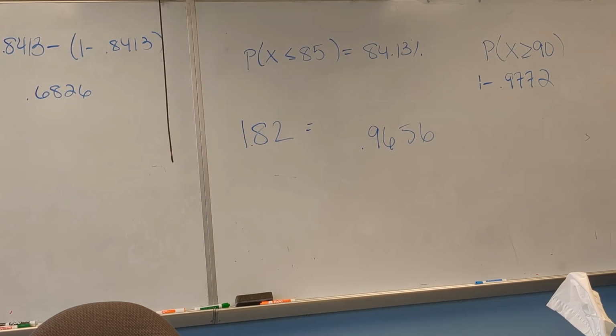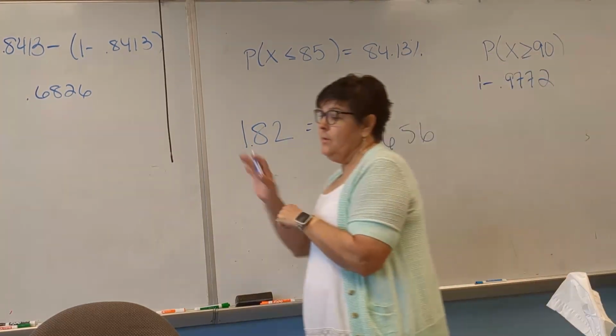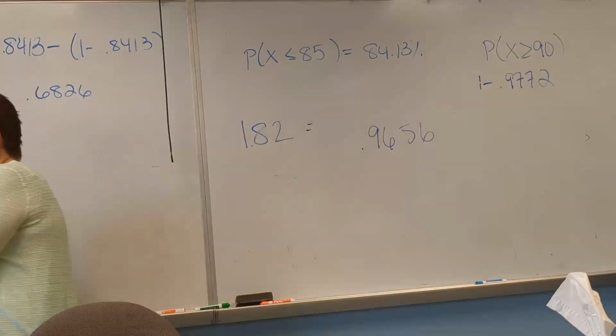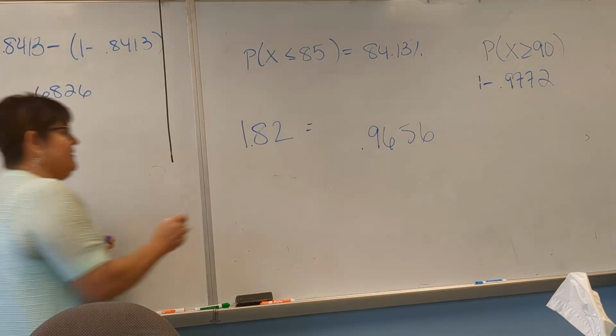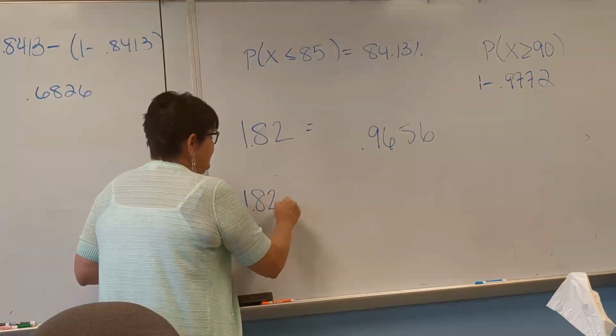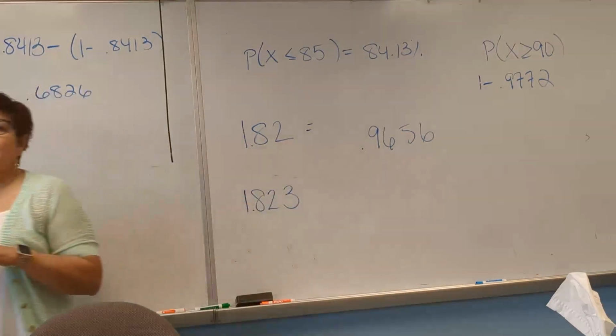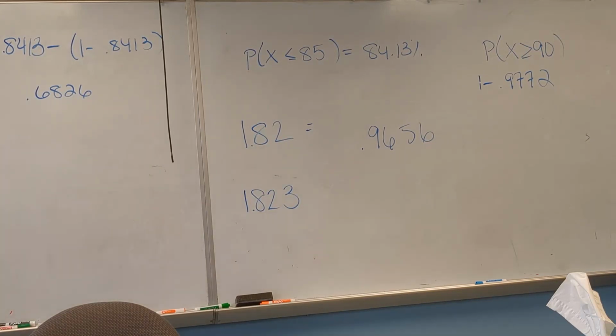Okay, you see how that works? So you go to 1.8 along that column on the left, and you go across the top. What happens if I do this to it now? 1.823. Okay, that's a little different. I want you to go to the 1.8 like you did a second ago. I want you to go to the 2 like you did a second ago. And you're going to tell me once again, 1.82 is 0.9656, right?